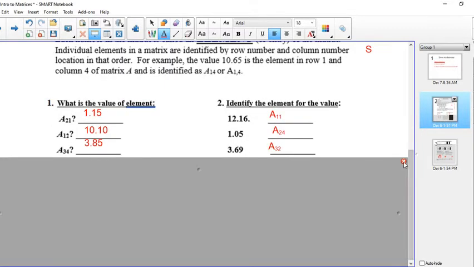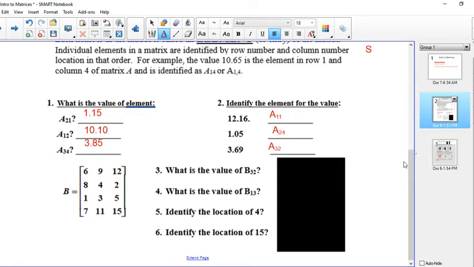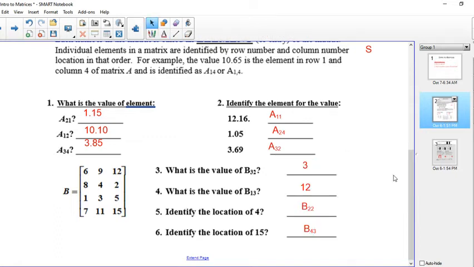I have a couple for you to try on your own. This is using matrix B. Please try these. You may pause the video. Hopefully by now you've come up with your answers. Let's check your work to see how you did. And there you go. Let's go to our next section.